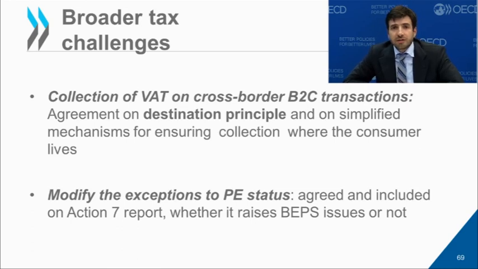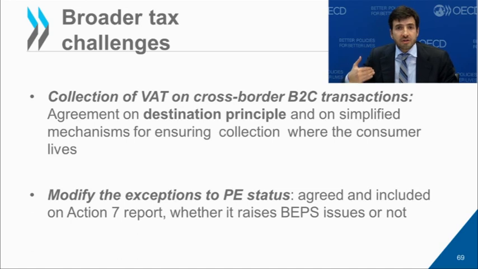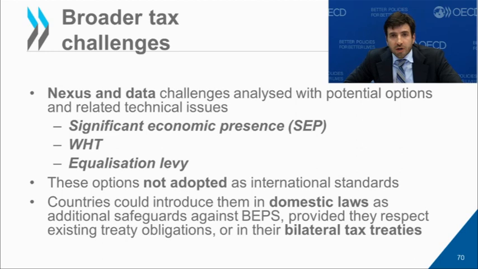Second, the modifications to the preparatory auxiliary activity exceptions in Article 5. There was a discussion at a certain point, well, but we should change these only for BEPS issues, not also for other issues which are broader than that. Well, the agreement in the digital economy work was you change them because now the business models have changed. So whether this raises BEPS issues or not, it's something to be done. Again, done.